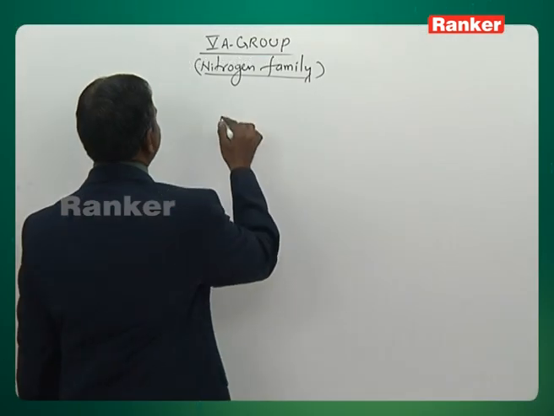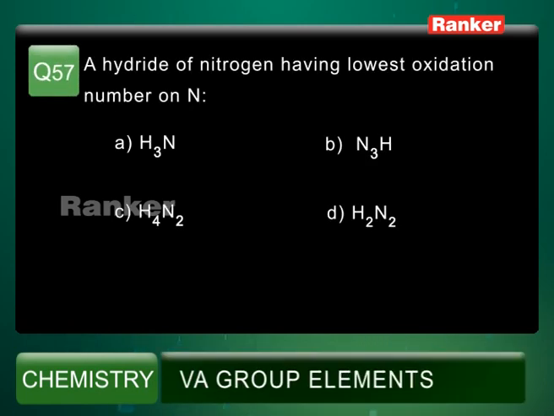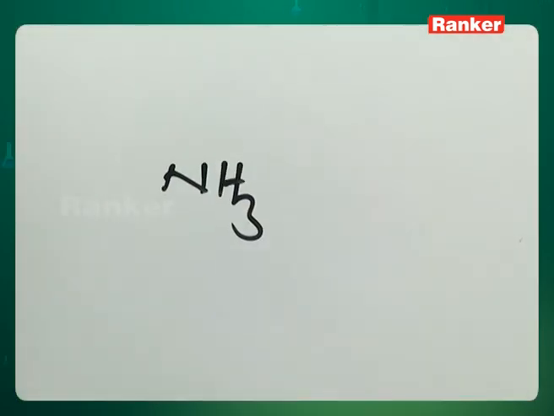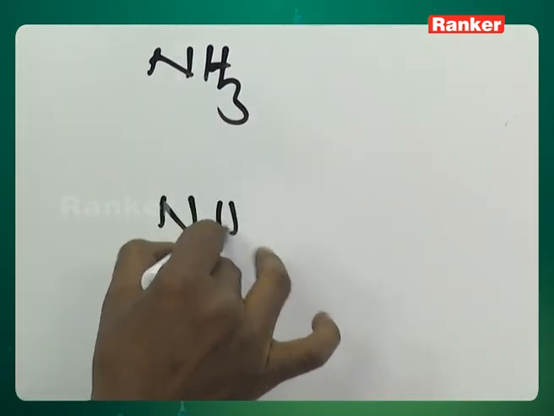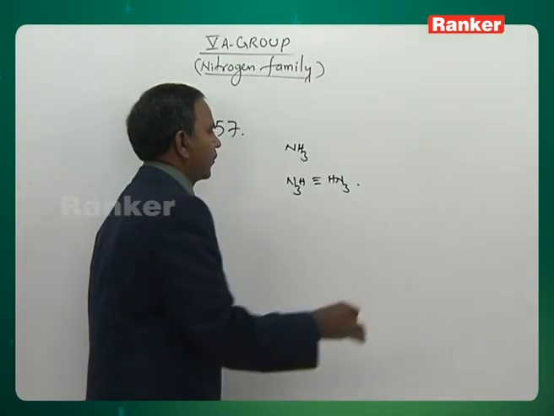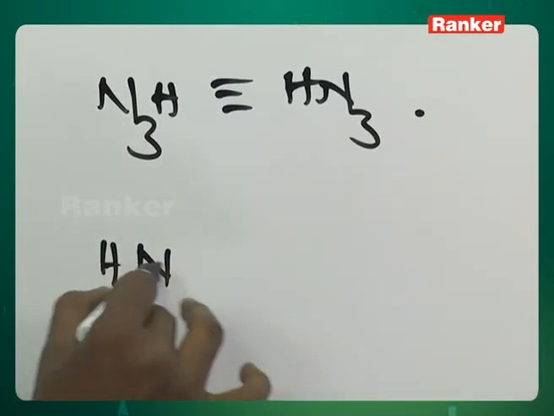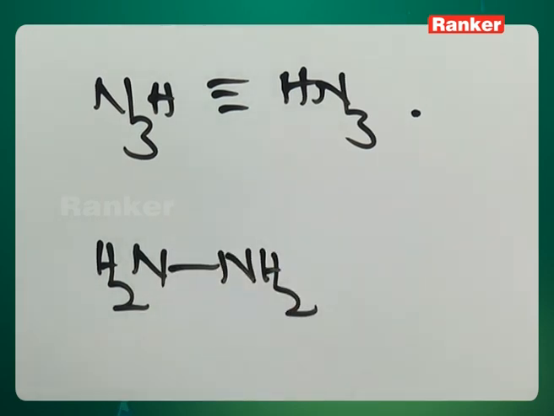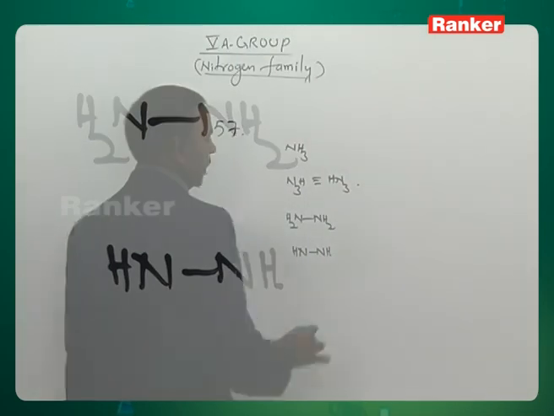Question number 57. A hydride of nitrogen having lowest oxidation number on nitrogen atom. Let us see. A. H3N, nothing but NH3. B. N3H, HN3. Hydrazine. And imide, N2H2.